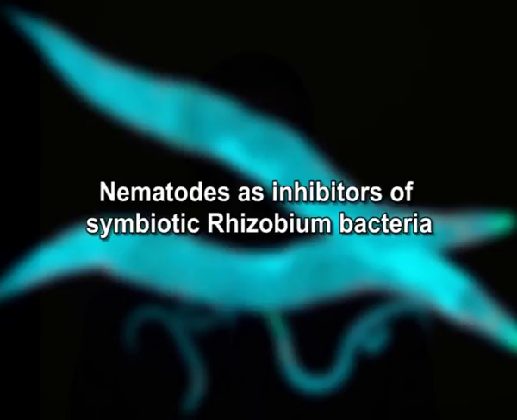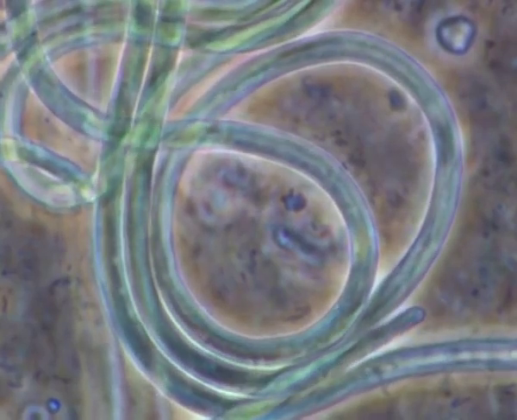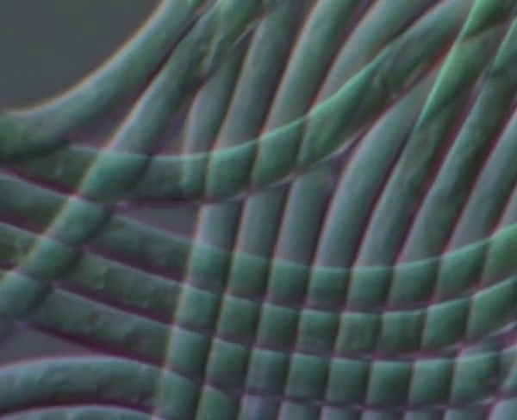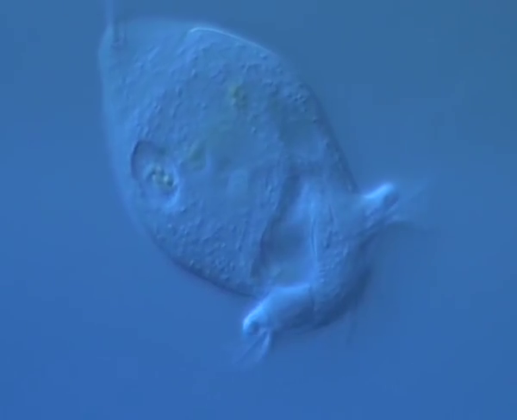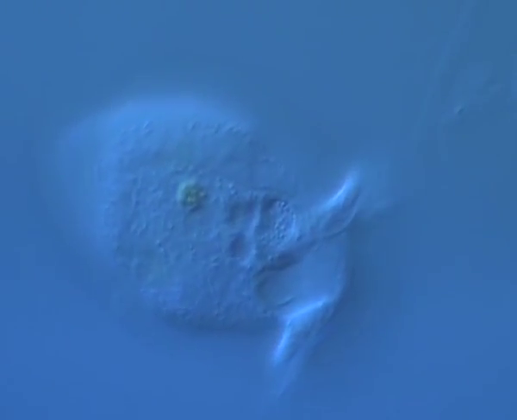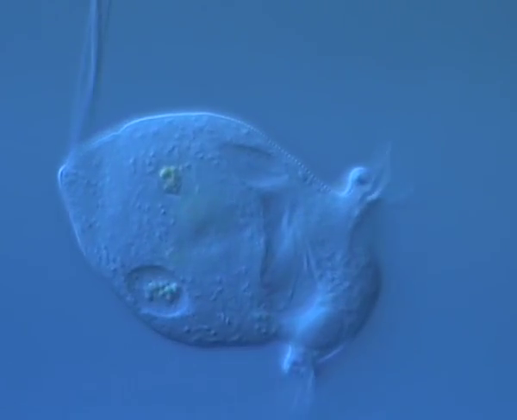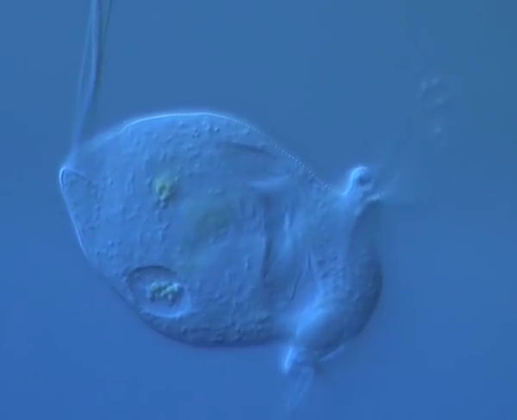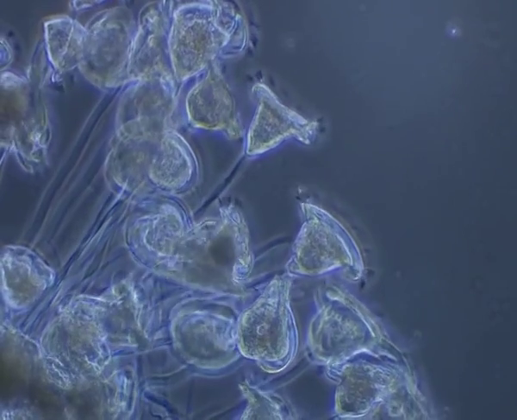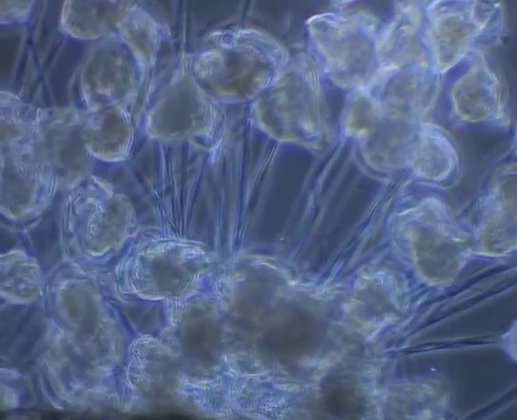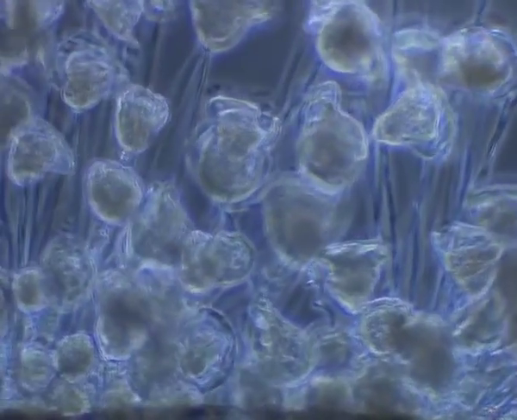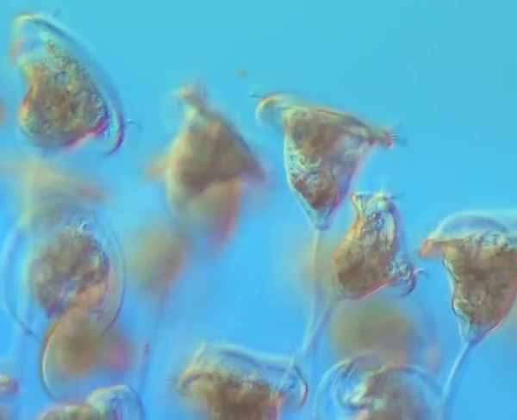Nematodes as inhibitors of symbiotic rhizobium bacteria. Phytonematodes adversely affect nodulation in plants and play an antagonistic role in the symbiotic rhizobium-leguminous plant system. Soybean plants infected with Heterodera glycines race 1 suffer from reduced nodulation by rhizobium that eventually leads to reduced nitrogen fixation. The size of the nodule is also drastically reduced. Meloidogyne species are known to parasitize nodules themselves and destroy them.